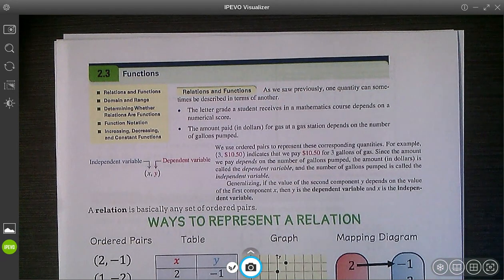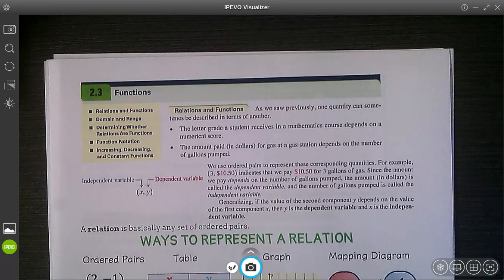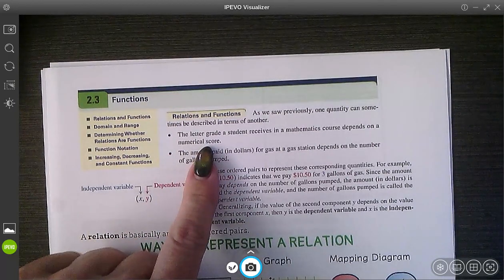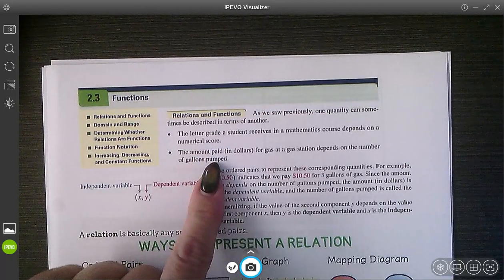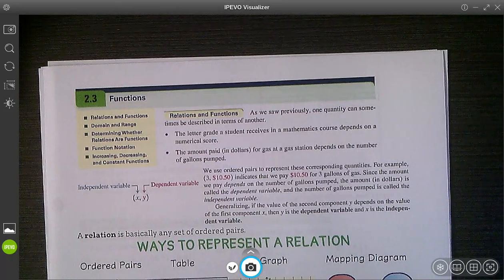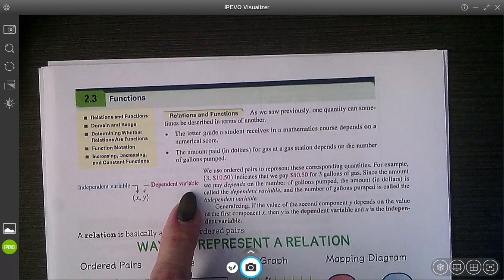So when we talk about functions, really a function is just a specific type of relationship between one quantity and another, such as the letter grade you receive in math class depends on the numerical score, or the amount paid for gas depends on the number of gallons pumped. So when we have a function or a relation, we're going to have two variables, an independent variable, which is the x-coordinate, and a dependent variable, which is the y-coordinate.